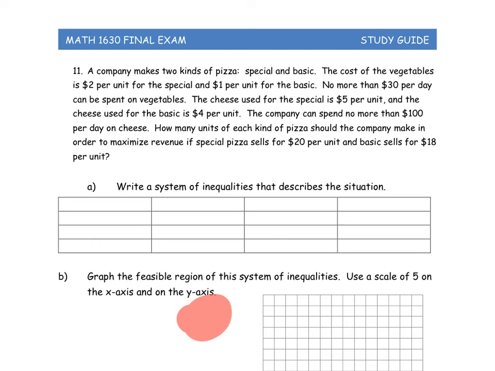Problem number 11, we have a company that's making two kinds of pizzas, special and basic. So in this case, our two variables will be the special and the basic pizzas. So our basic will be, let's say, y.